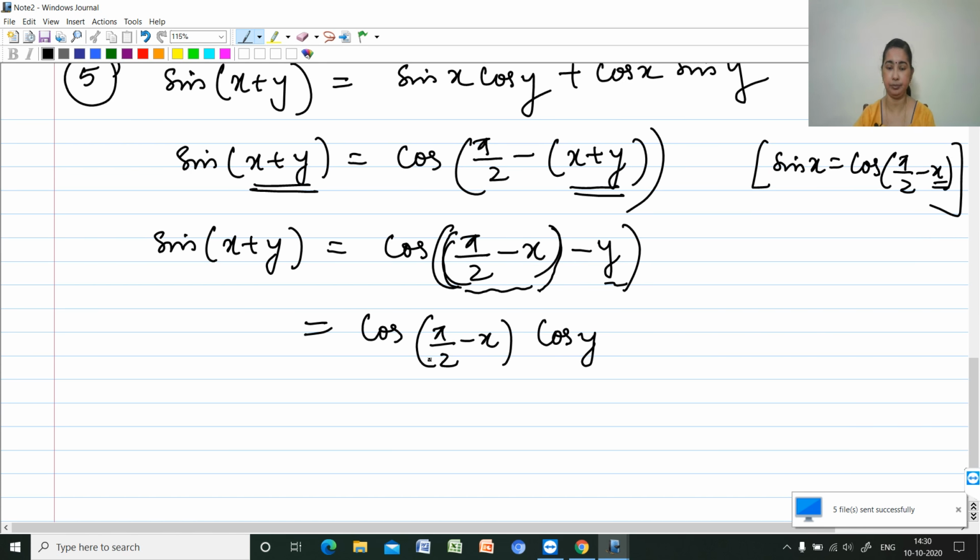So what is the identity for sine of x plus y? Sine of x plus y is sin x cos y plus cos x sin y, and that is the fifth identity.